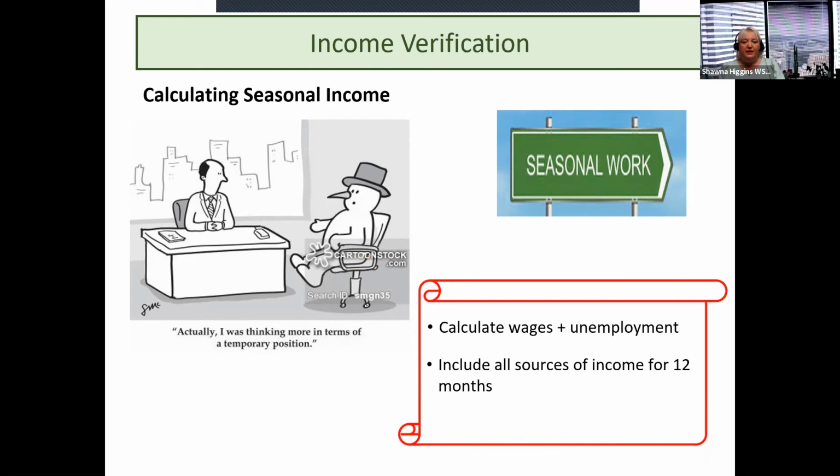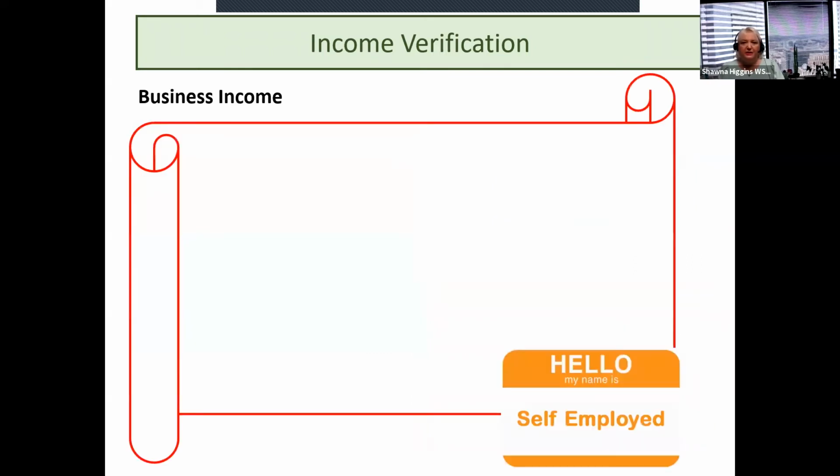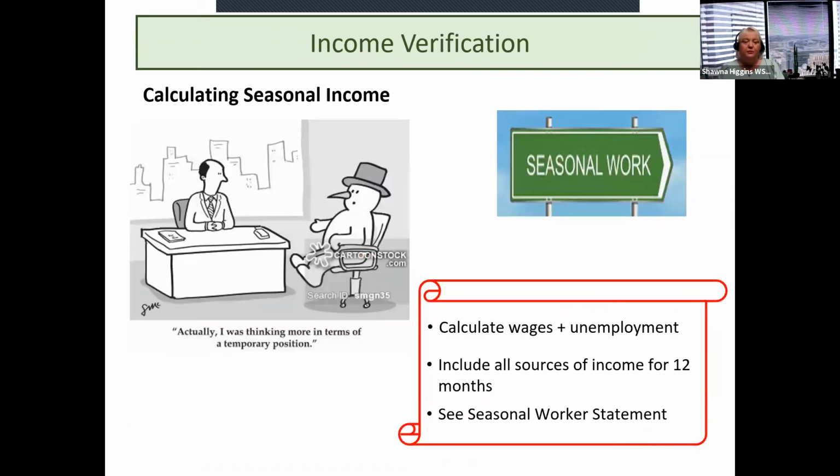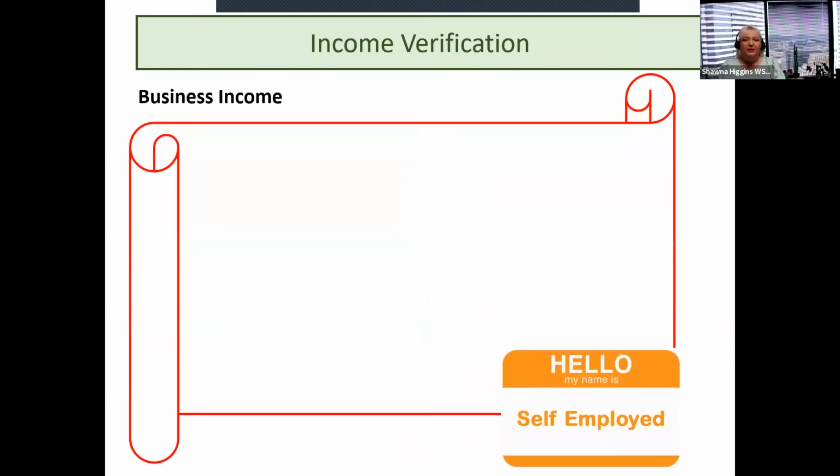And again, if they don't have income for 12 months, please let us know the weeks that they don't have any employment. What are they going to do for income? Or how are they going to pay the rent, I should say. And then see the seasonal worker statement. That will walk you through how to get some of the information that you need.